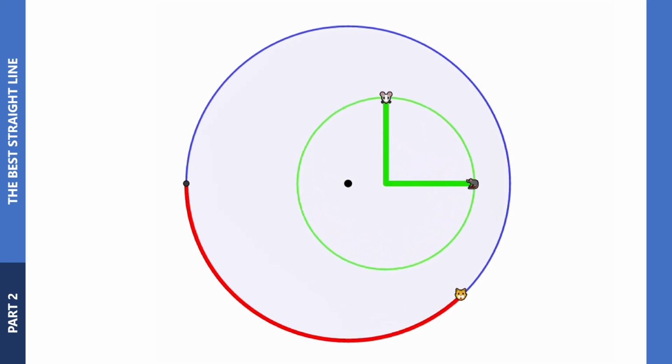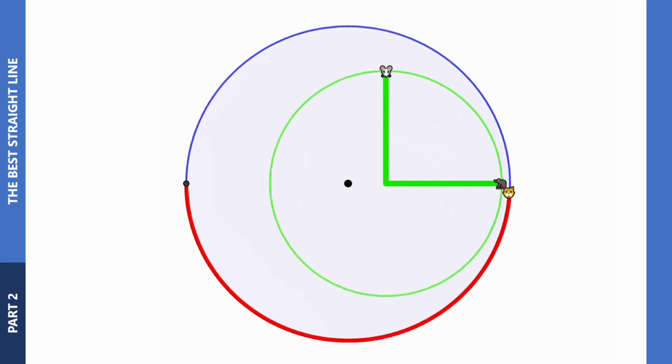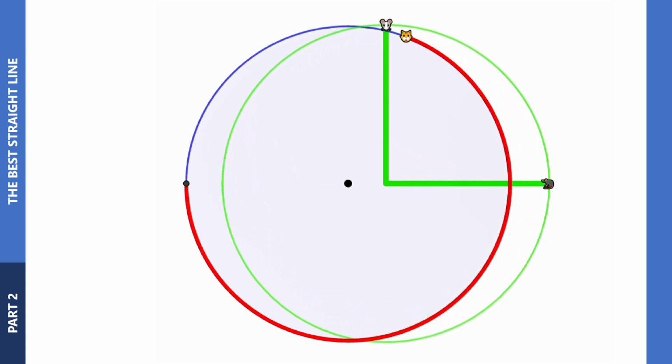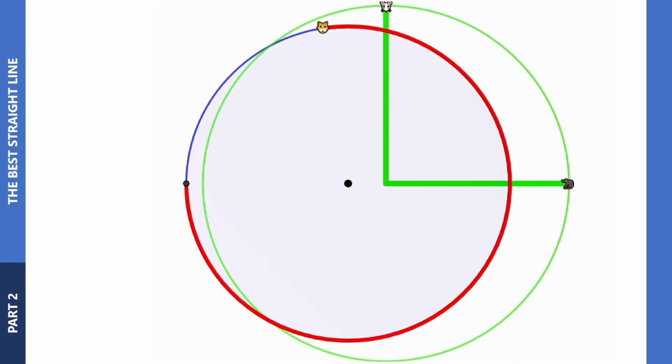Here the cat comes and... Oh no! The first mouse is eaten. But what about the second mouse? Will it survive? Yes! The mouse has escaped! Super cool! And we can see here that the best straight line is the perpendicular one.